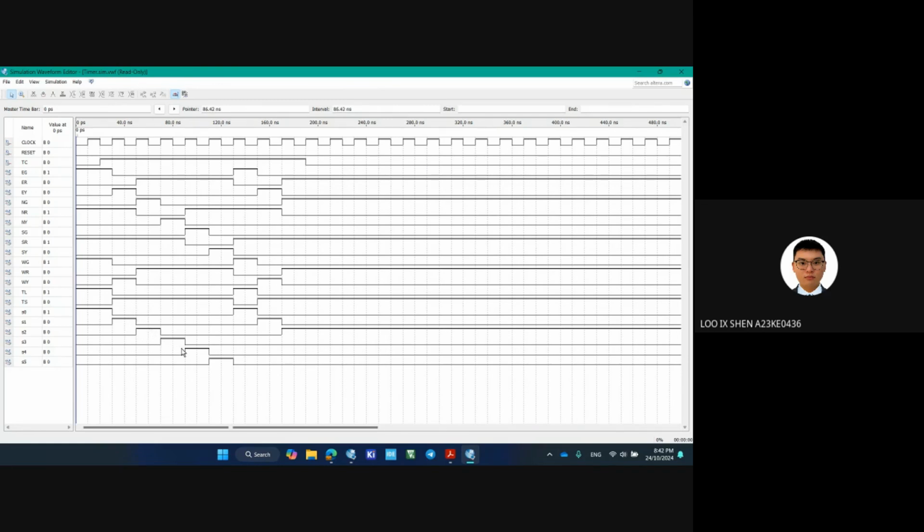And then for S3, S4, S5 is just the same. And then for S5, when S5 receives a TC signal when the clock rises, it will go back to the S0 state and then continue the loop. So for S0, the output is based on the state diagram, which is EG, east green, NR, north red, and west green, and also one more is SR, south red. So the output is based on the state diagram.